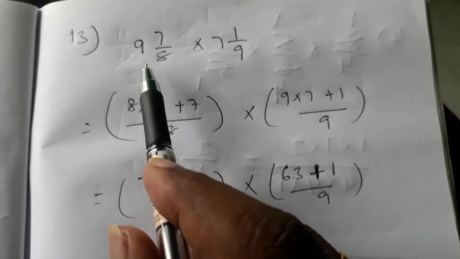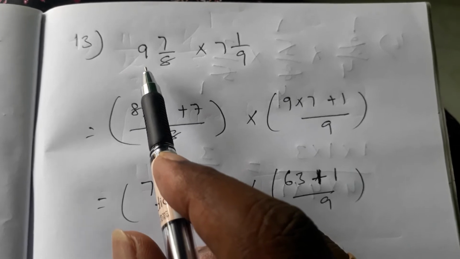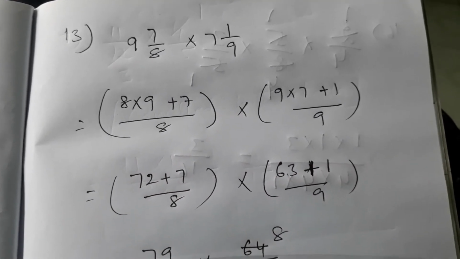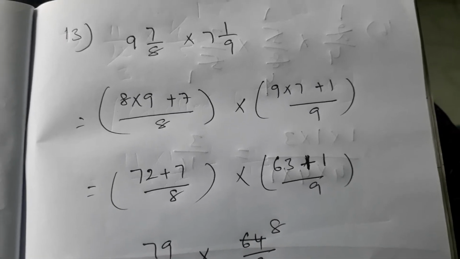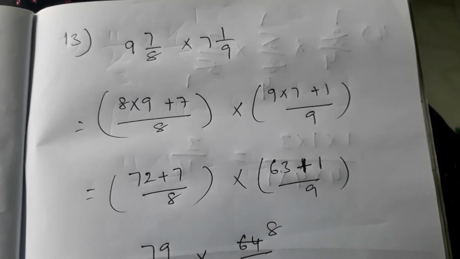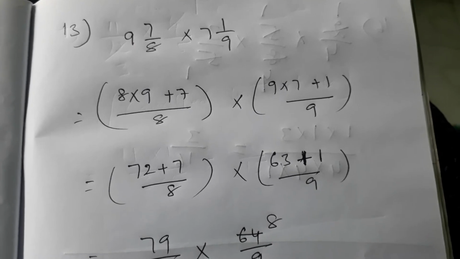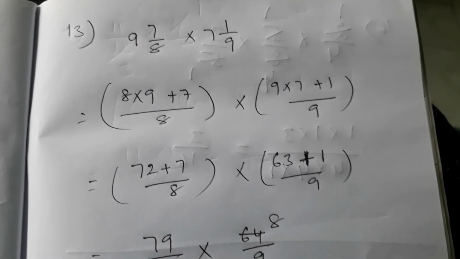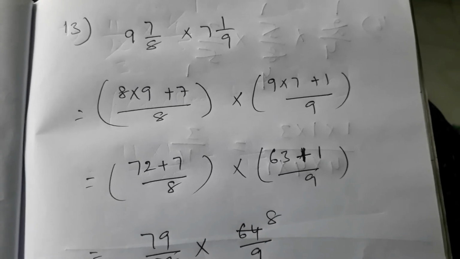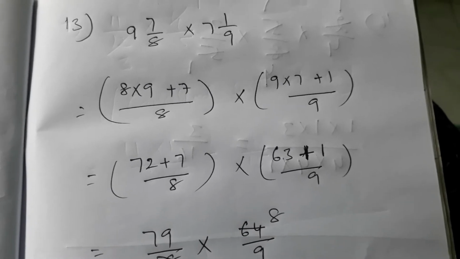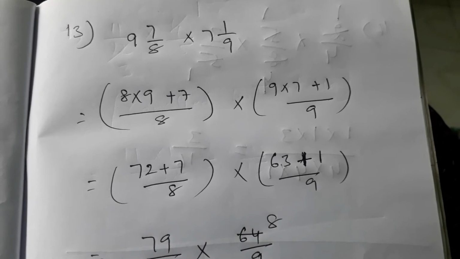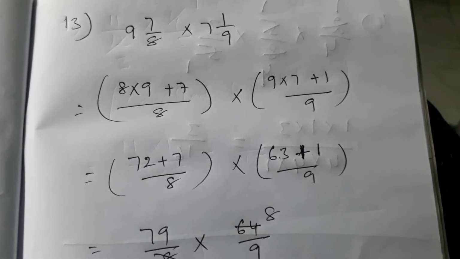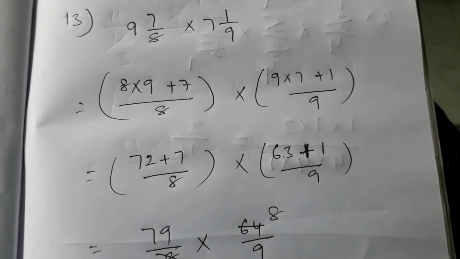What is the given question number 13? 9 7/8 times 7 1/9. Here, the given fractions are mixed fractions. I have already told you many times, we cannot solve mixed fractions, so we have to convert mixed fractions into normal fractions.